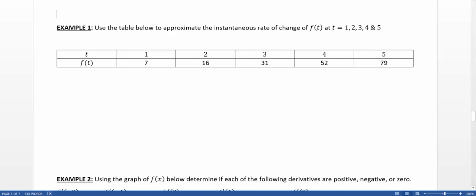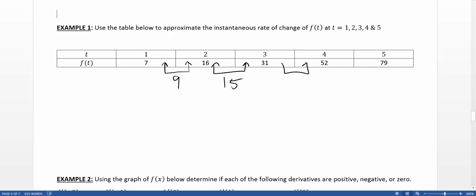Remember, the average rate of change is going to be f of b minus f of a over b minus a, which is the same thing as the change in y over change in x. So if we wanted to calculate the average rate of change between t equals 1 and t equals 2, we could do the change in y over the change in x. So we would do 16 minus 7, which is 9, divided by 2 minus 1, which is 1. And that would give us an average rate of change of 9. Similarly, if we wanted to find the average rate of change between 2 and 3, we would take 31 minus 16, the change in y, divided by 3 minus 2, which is the change in t, and we would get 15.